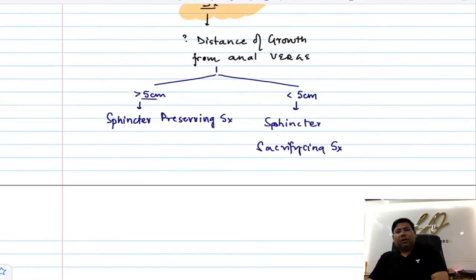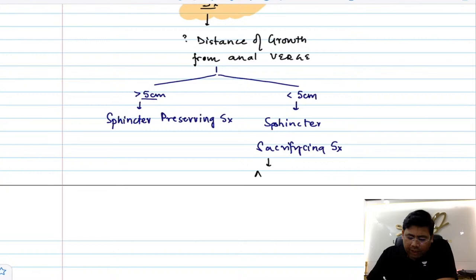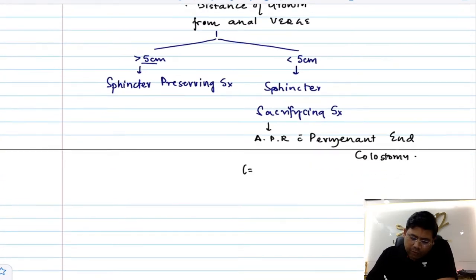Now, when we are talking about sphincter sacrificing, what surgery shall you do? You are going to go for APR with permanent end colostomy. So what is the concept of APR with permanent end colostomy? Let us try to understand.